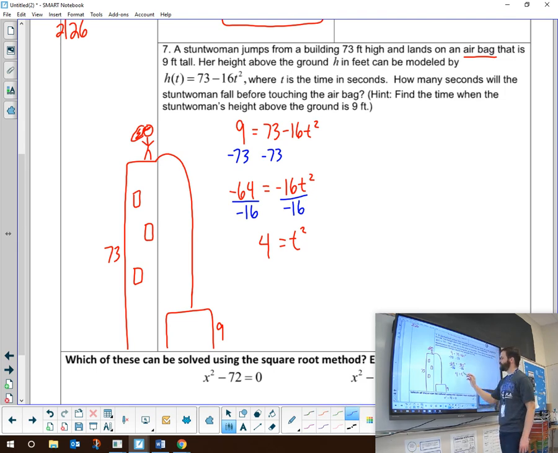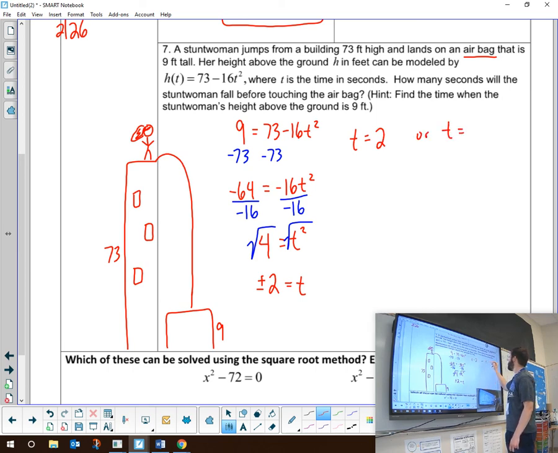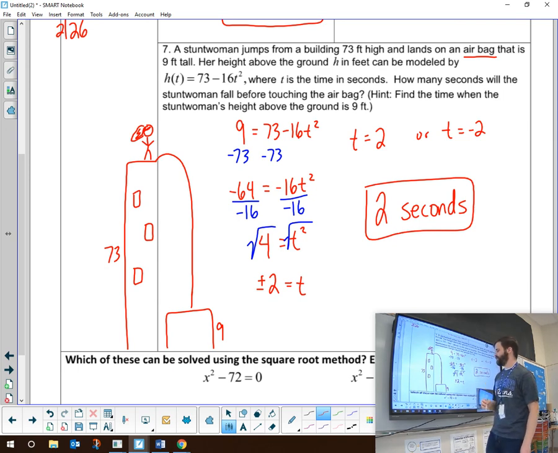Then, to get rid of that squared, we're going to square root this side, square root this side. So we're going to get t equals plus or minus the square root of 4, which is 2. So t could equal 2 seconds or t could equal negative 2 seconds. Well, she's not going to be falling for negative 2 seconds. She's just going to be falling for 2 seconds. So our final answer here is she's going to fall for 2 seconds. And there's our answer, okay?